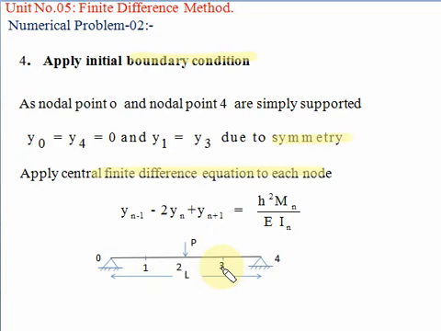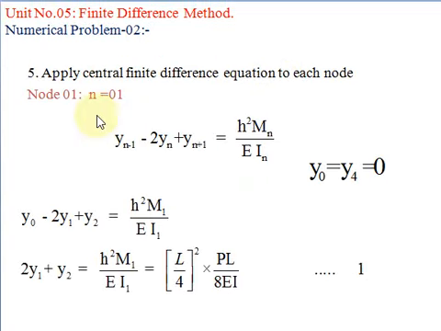At node 3 we have to apply this central difference equation. Now here we know that by symmetry y1 will be equal to y3. So if we apply for only 2 nodes, y1 and y2, we will get the deflection because y3 is equal to y1. Okay, so it will be better if you apply the central finite difference equation to node 1 and 2. So here we are applying for node number 1.